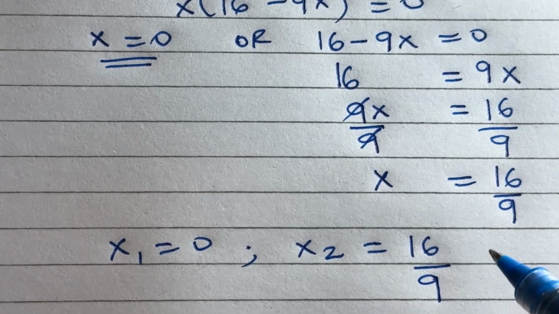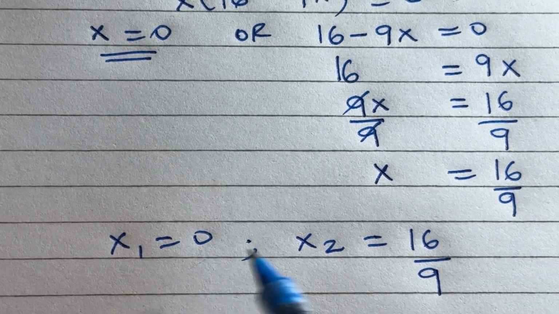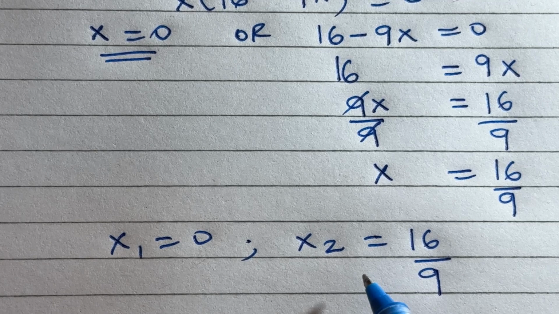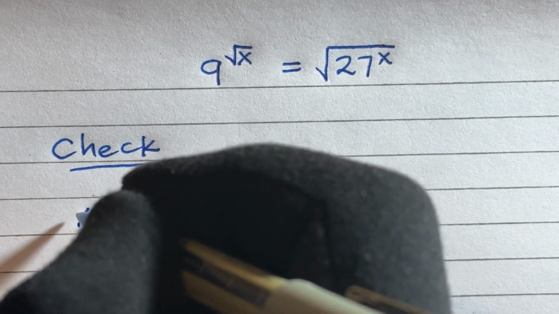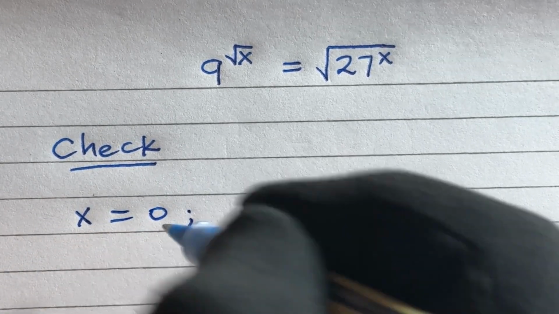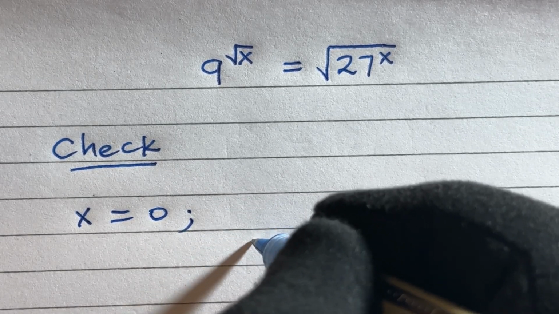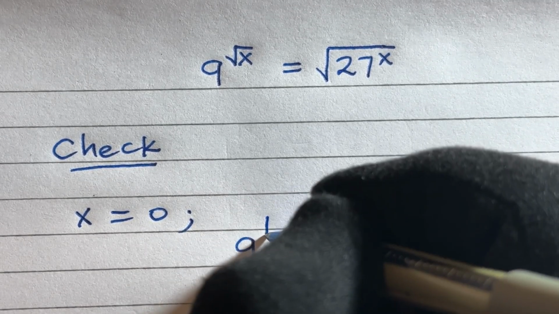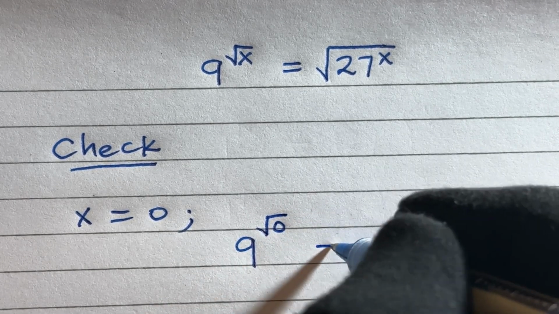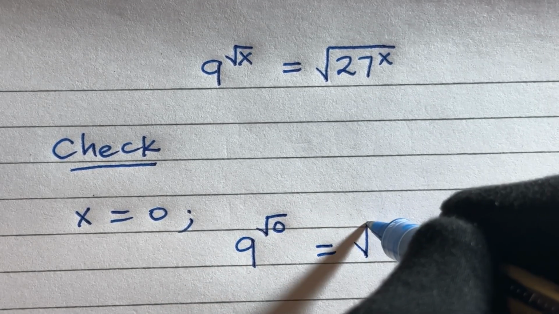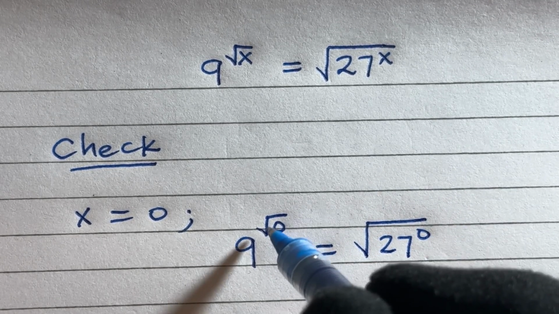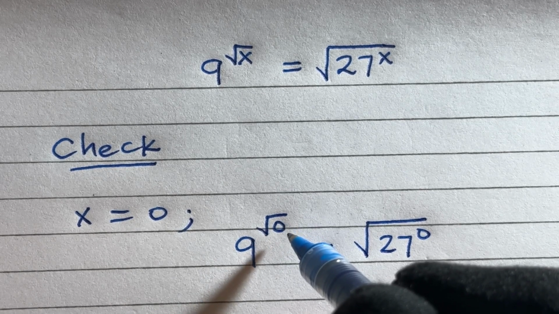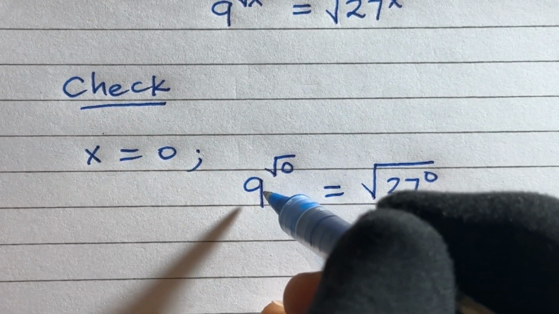We can check our answer by putting each of these values into our given equation to confirm the answers. So the first was x is equal to 0. So when x is equal to 0, we're going to have 9 raised to power the square root of 0 is equal to the square root of 27 raised to power 0. The square root of 0 is still 0. If you press your calculator, you confirm that. Square root of 0 is 0.